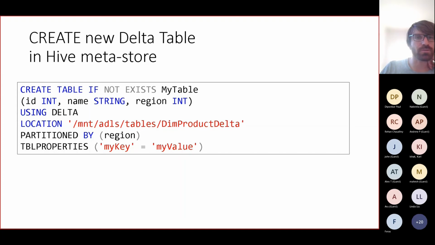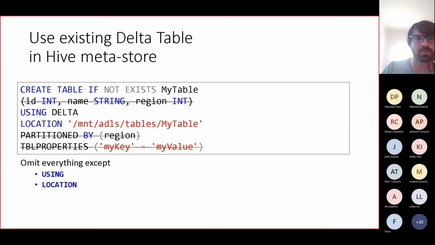If you want to create a new Delta table, the syntax is very similar to the one that we've seen before. However, if you want to create a Delta table on top of an existing data lake that you've mounted before, the create table statement becomes quite trivial, because you only have to use USING DELTA and specify the location where the data actually resides. And as I said, the rest is managed by the Delta Lake table itself.